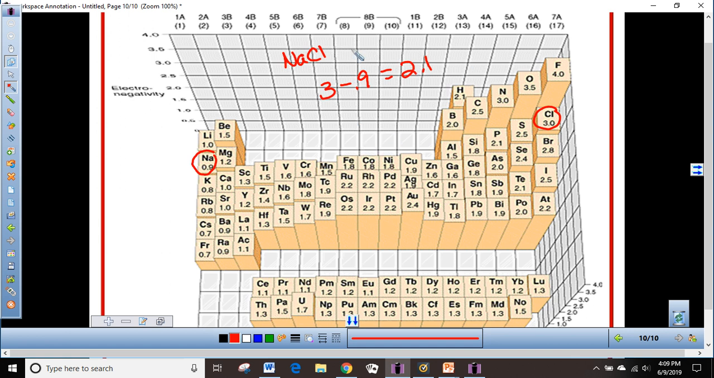For example, an O2 molecule is an oxygen bonded to another oxygen. Well, that's 3.5 minus 3.5. We'll get 0. What we're going to find with that is what we call a nonpolar covalent. They're going to tug back and forth, but they're going to be very even. So they're just going to share those electrons back and forth, back and forth, back and forth.